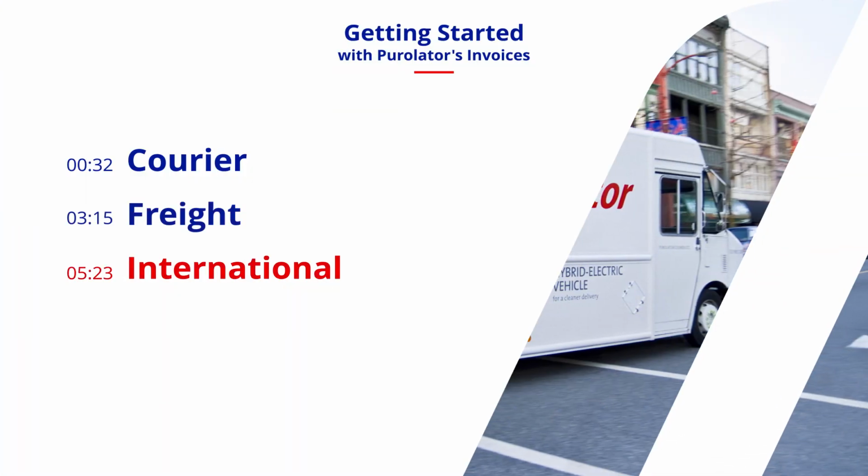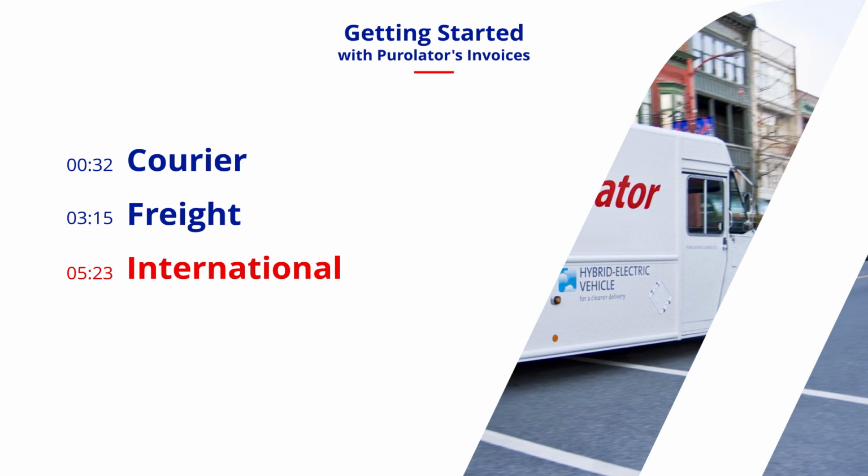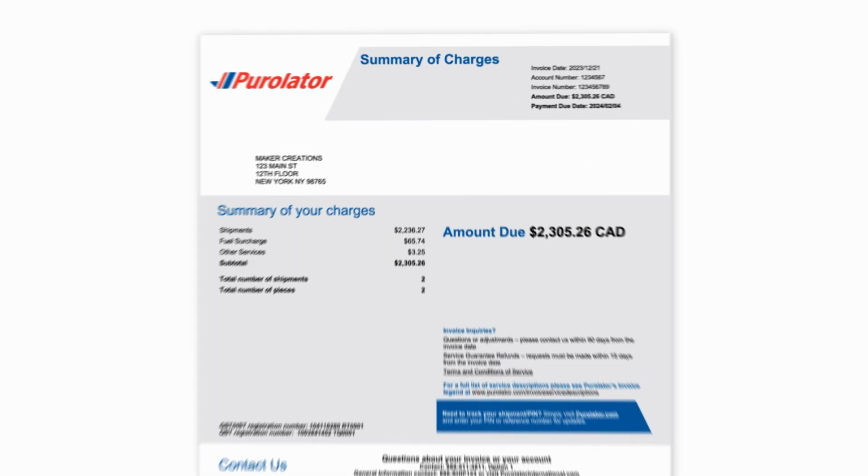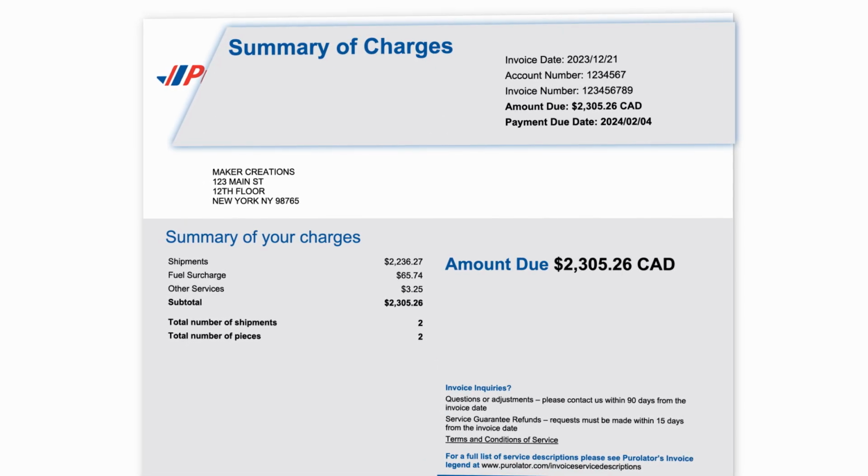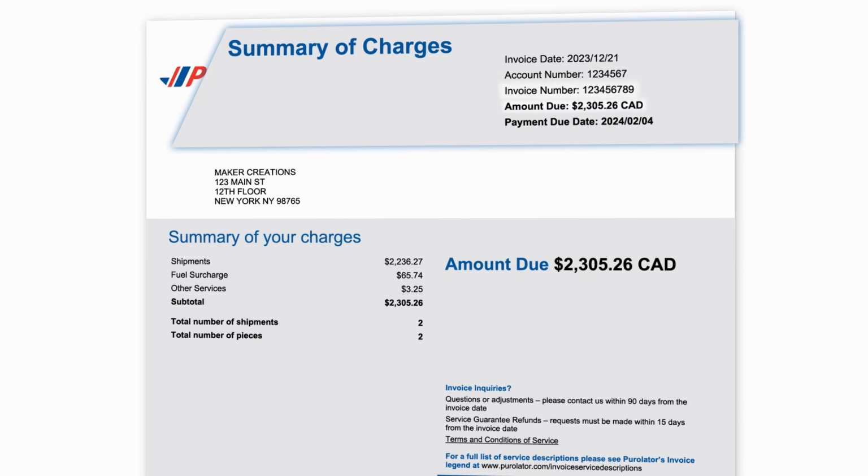Finally, let's look at an invoice for international shipments. This is the invoice you'll receive if you're located outside of Canada. At the top, you'll find the key invoice details, including the invoice date, your account number, the invoice number, the total amount due, and the due date.